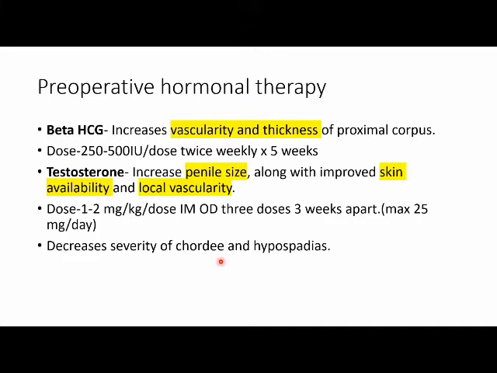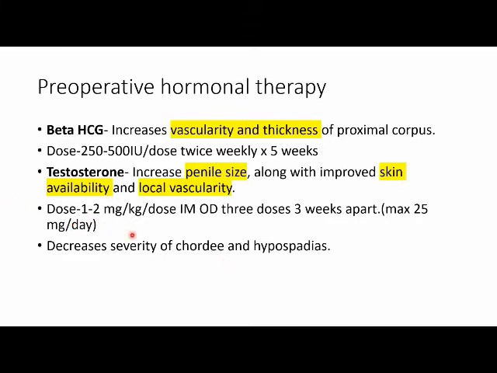The effects we can see following testosterone use are increased penile size along with improved skin availability and local vascularity. In a few studies, it has also been shown to decrease the severity of chordee and also the severity of hypospadias.